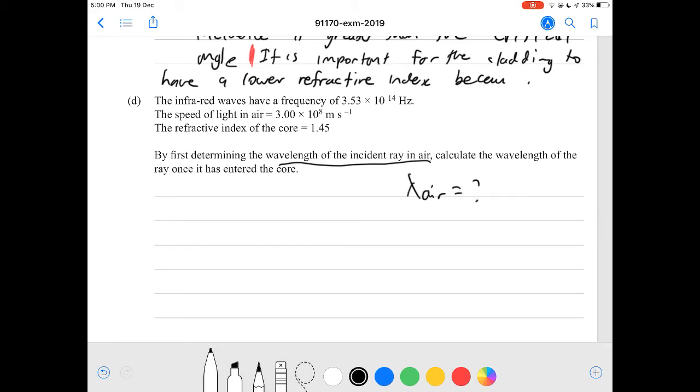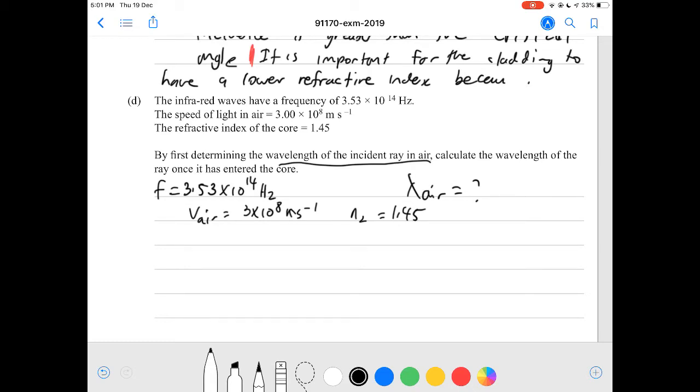So wavelength in air. First, we have to note down all the variables we have. Our frequency of the wave is 3.53 times 10 to the power 14 hertz. Our speed in air is equal to 3 times 10 to the power 8 meters per second. And we also have the refractive index of the core, so our n2 is equal to 1.45. We want to find the wavelength of the ray in air, and we have the velocity in the air as well as the frequency.